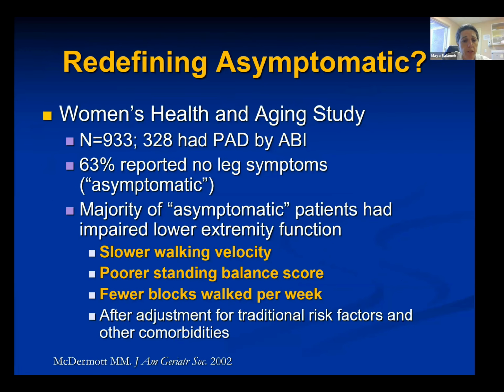Mary McDermott out at Northwestern has done a lot of work, a lot of studying on this topic of asymptomatic PAD. This was one of the studies looking at patients in the Women's Health and Aging Studies, 328 of whom had documented PAD. Of those patients, 63% reported no leg symptoms at all, being asymptomatic. However, when she actually measured their lower extremity function, they found that these patients had slower walking velocities, poorer balance scores, and fewer blocks walked per week compared to comparable patients who did not have PAD. And this was after adjusting for traditional risk factors and comorbidities. So even though these patients reported being asymptomatic, they actually had documented objective impaired lower extremity function.